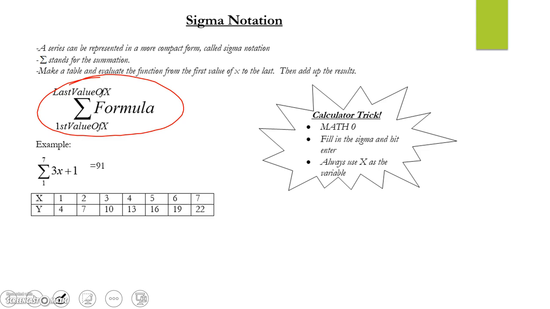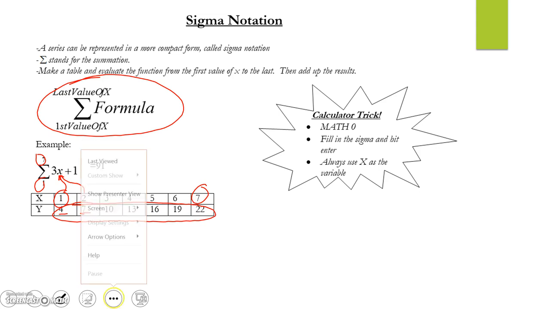So if we're looking at the example, I have a 1 down bottom and a 7 up top. So that's why it starts at 1 and ends at 7. Then I took that 1 and plugged it in. When I plugged it in, 3 times 1 plus 1 is 4. Then I plugged 2 in. 3 times 2 plus 1 is 7. And so on and so forth. So you plug them all in, and then you add up the y column.